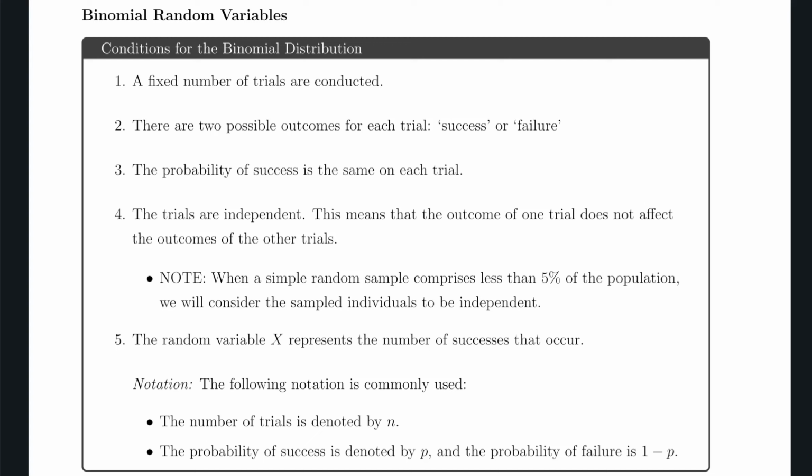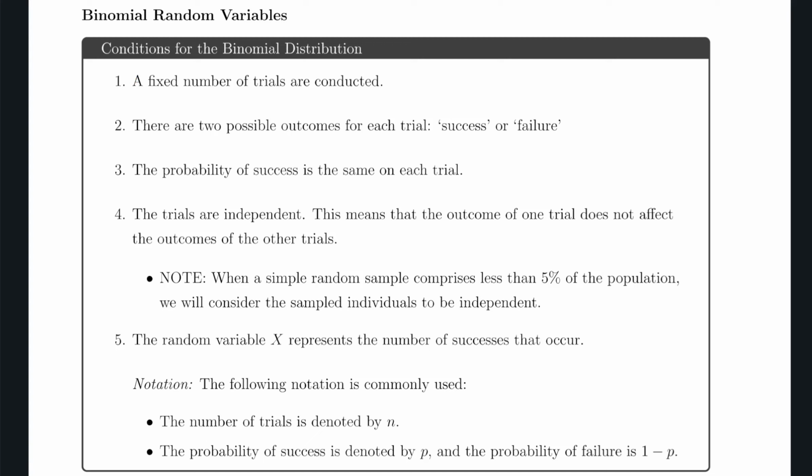But sometimes it might not directly tell us it's a binomial random variable, and instead we need to go through this checklist to make sense of if it is a binomial random variable. So what you see here on the screen is a list of conditions that need to be met if it is a binomial random variable. Let's read through each of the conditions. The first condition is that there's a fixed number of trials conducted.